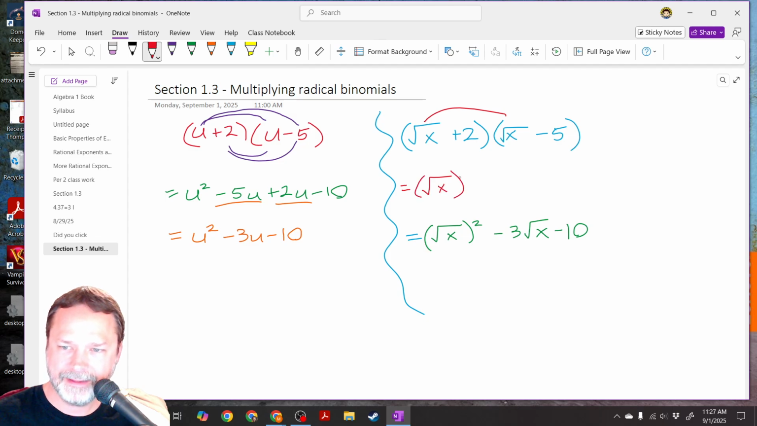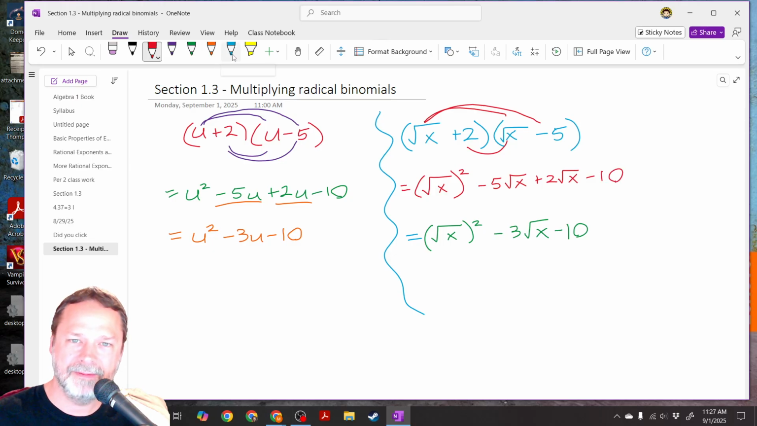And before you say anything, yes, I know that's the same thing as x. Root x times negative 5, that's negative 5 root x. 2 times root x, that's plus 2 root x. And then 2 times negative 5 is negative 10. And once again, we have like terms. Negative 5 root x plus 2 root x. Combine those up to negative 3 root x. So that works out perfect.